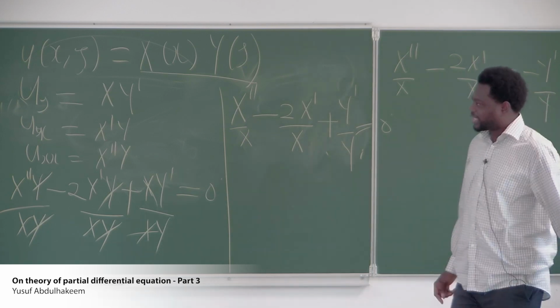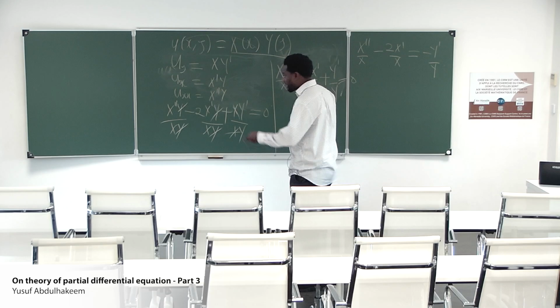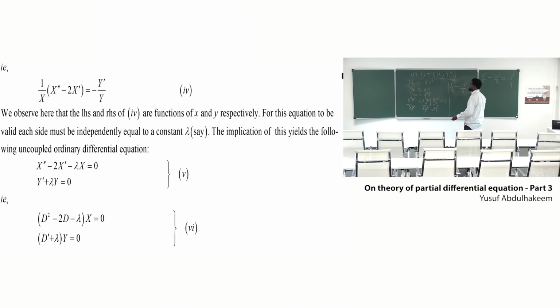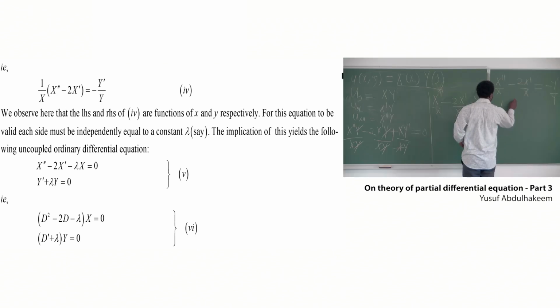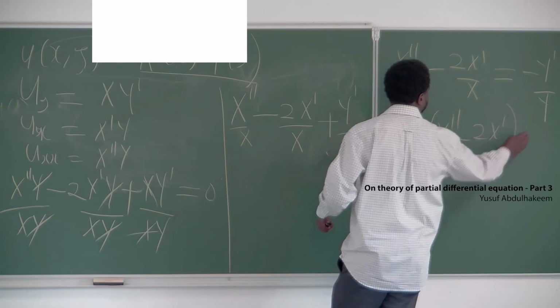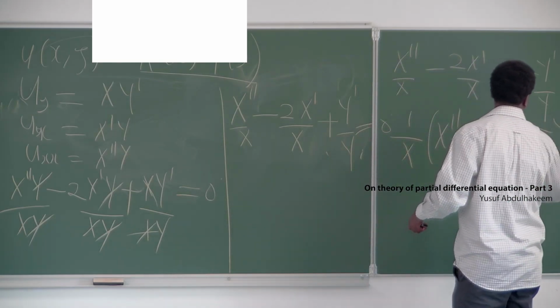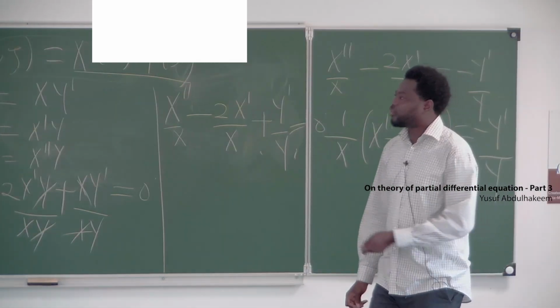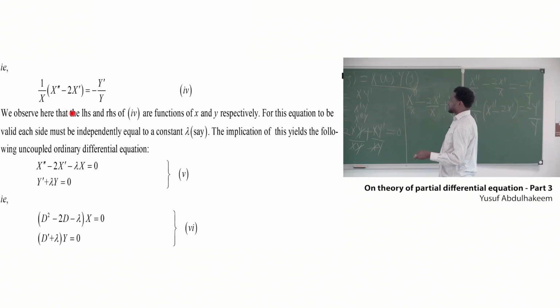We can rewrite this as 1 over X times the bracket of X double prime minus 2X prime equal to minus Y prime over Y. So if you look at this differential equation, you see that on the left-hand side, everything depends on x, and on the right-hand side, everything depends on y.